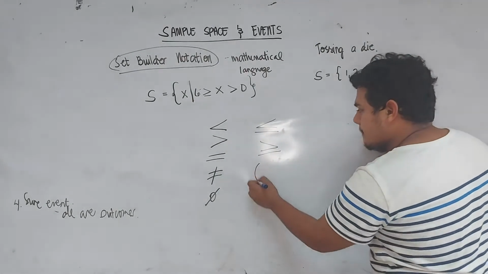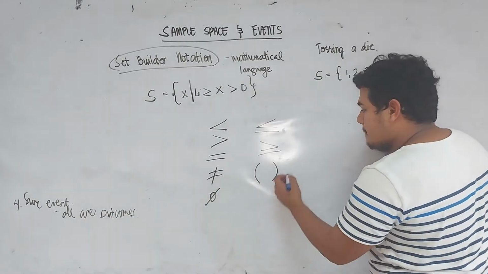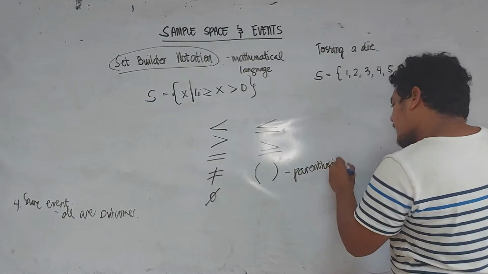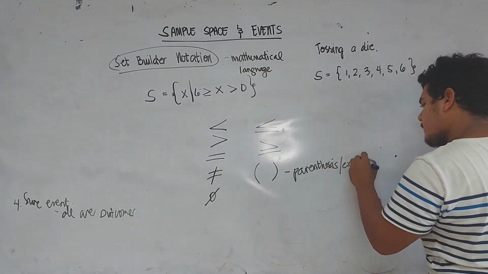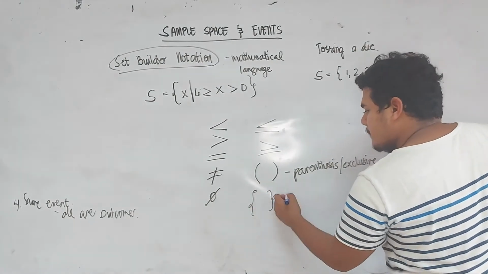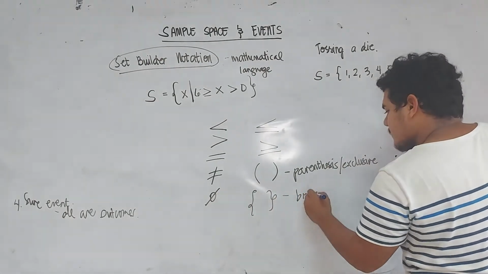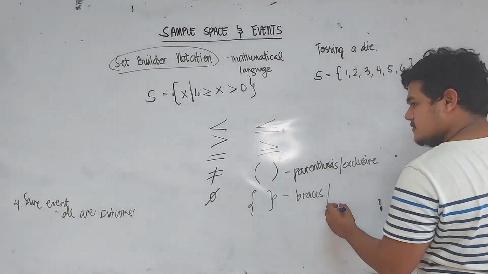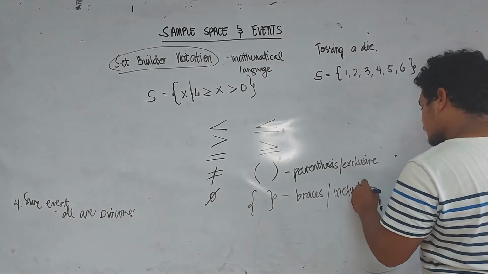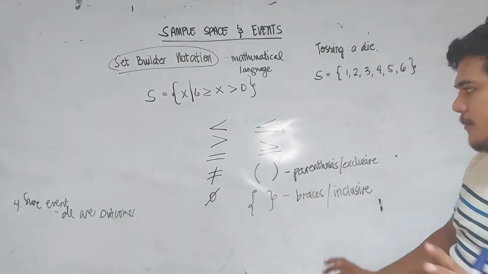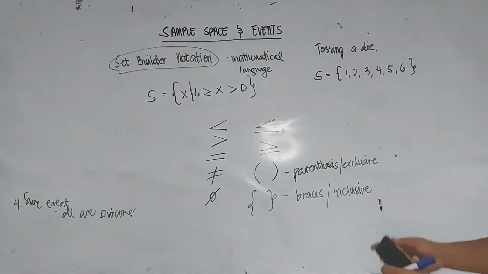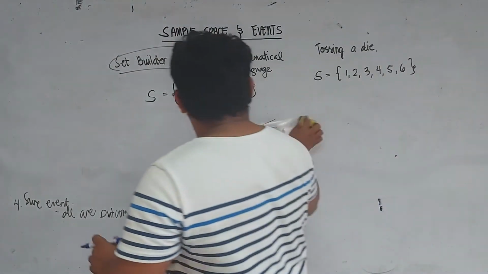Parenthesis meaning exclusive. Kung may braces, meaning inclusive. So, labot siya. Masabtan naman ang later part. Let's go back to this one. Please take note of these symbols. Okay, muna siya pasabot sa set builder notation.